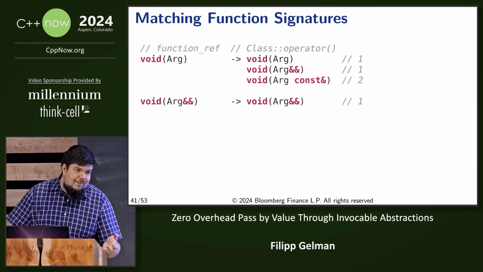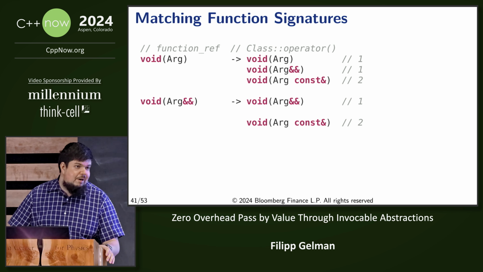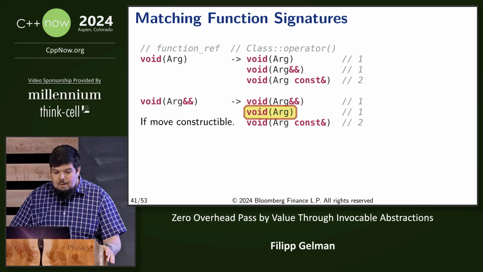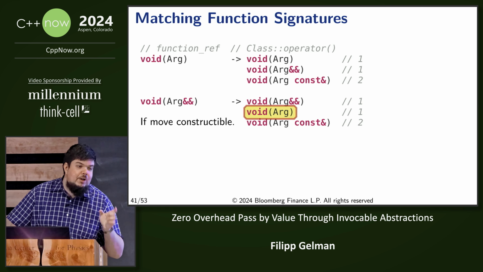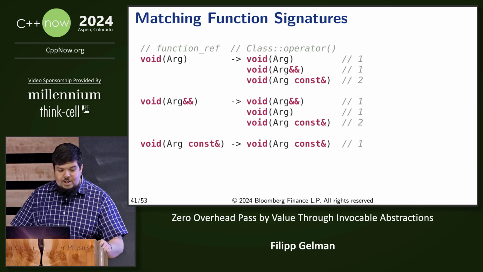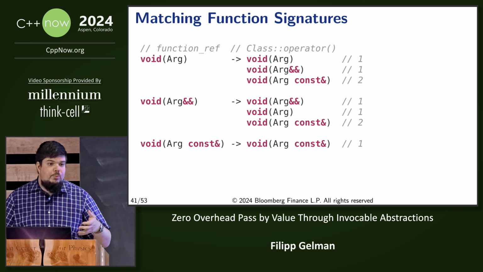And if it's an rvalue reference and the class takes an rvalue reference, that's perfect. But if it's const ref, that's also okay. But if it takes a value and the arg happens to be move constructible, that is also okay. And so on, like that. It's just a little table that encodes the rules. So how can we do this using the function pointer trick from before?